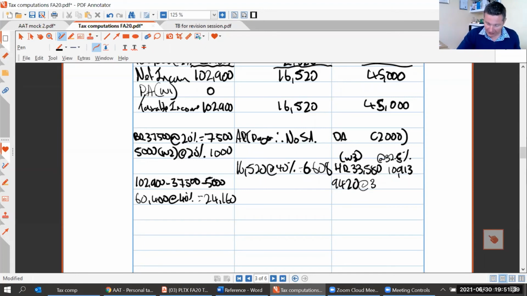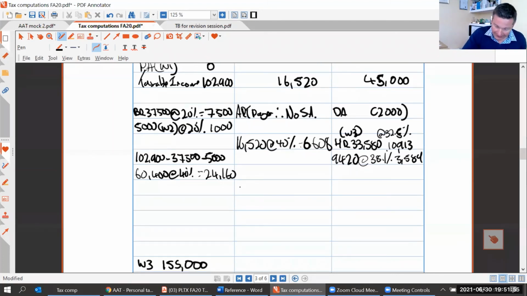That's right, 38.1. No, I don't know why it's that figure. Times 0.381. Oof, God, that's going to give us £3,589. So now we can add all these up to our tax liability.